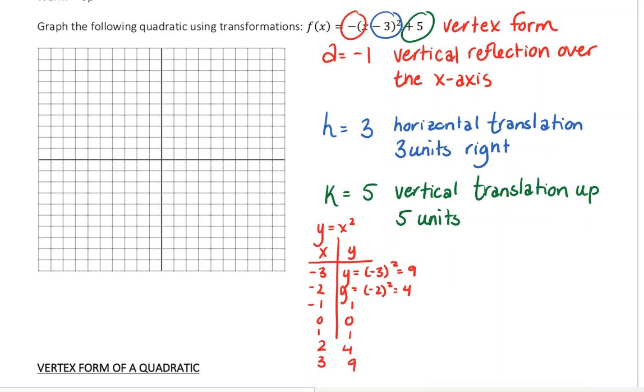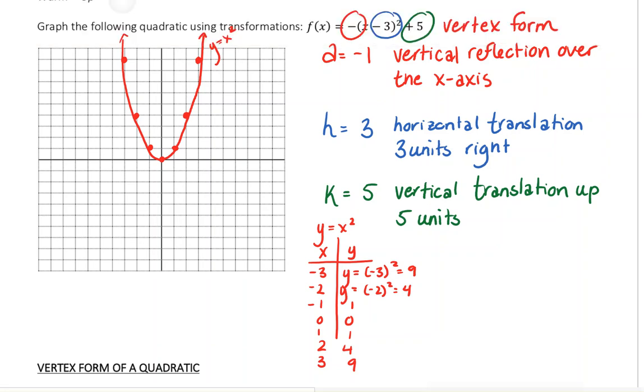And let's go ahead and actually graph that onto our grid right now. So the first point we need to graph is -3 and 9. So -3, 9 is right here. Then we have -2, 4. We have -1 and 1. We have 0, 0. 1 and 1, 2 and 4, and 3 and 9. So we have just graphed our base graph, okay? And connect that with a smooth curve. And if you're not using colors, then you can simply label that as such.